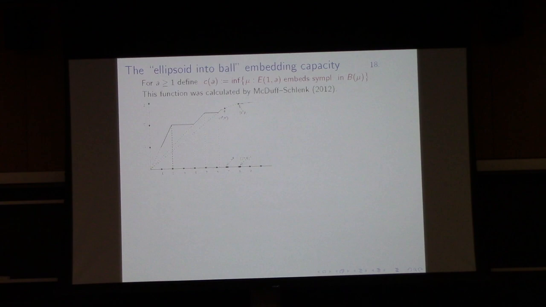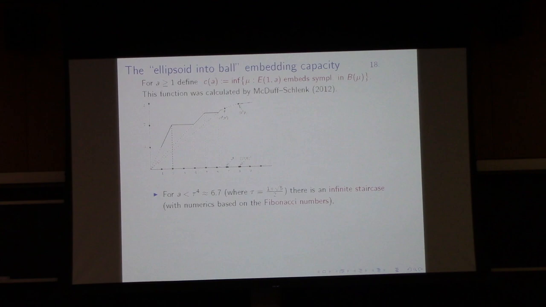If A is sufficiently large, then you can embed E1A into a ball, provided the ball has the right volume. So that's an absolutely typical thing in symplectic geometry. I said there's a mixture between flexibility and rigidity. To begin with, you can see this is very rigid. So there's a rigid staircase. There's an intermediate region here where it's partly got obstructions and partly not. And then it's totally flexible. There's only the volume obstruction. And that, as I say, is a typical behavior.